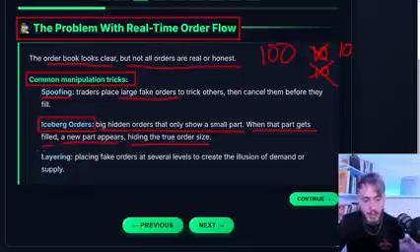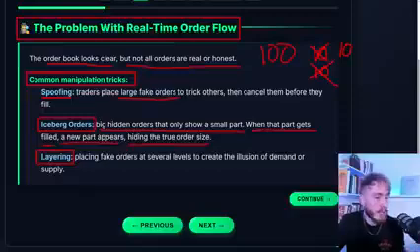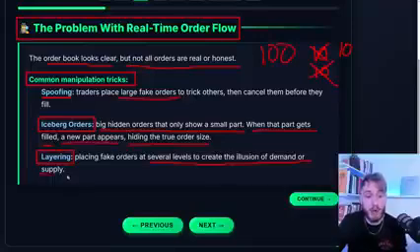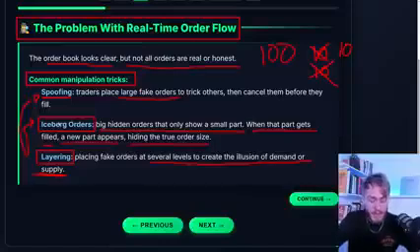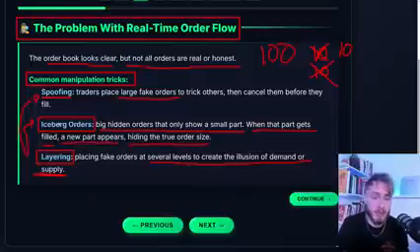The last thing I want to talk about right now is something called layering. And layering is placing fake orders at several levels to create the illusion of demand and supply. So layering can be either spoofing, or it can even be things like combining spoofing and iceberg orders. There are many different ways to manipulate the order book, and this is a big problem for traders like me and you. But don't worry, I will have the solution very soon later on in this course.